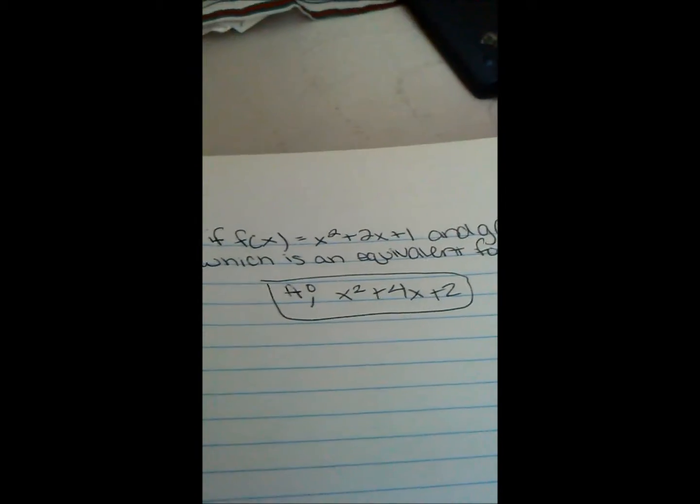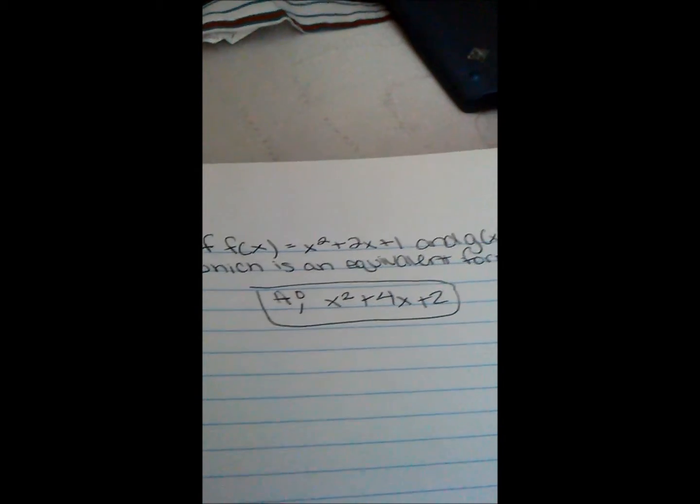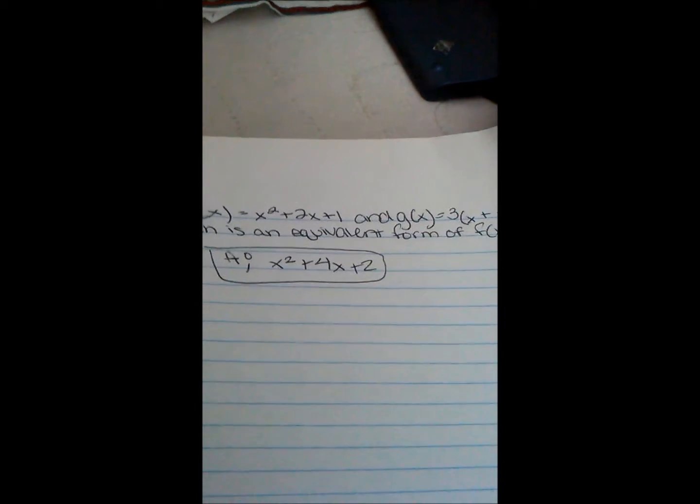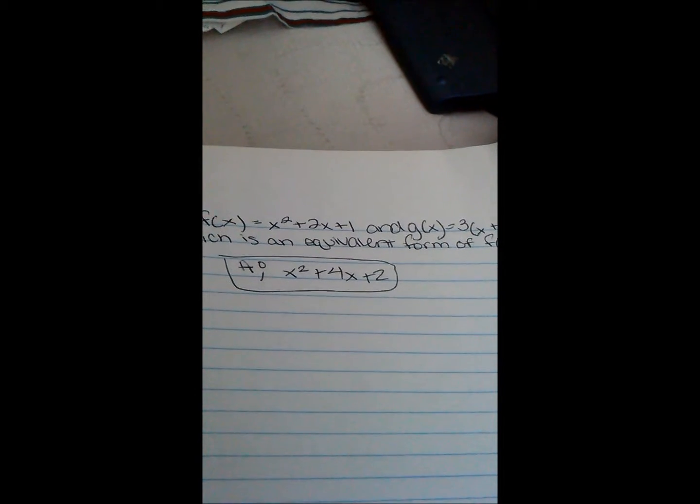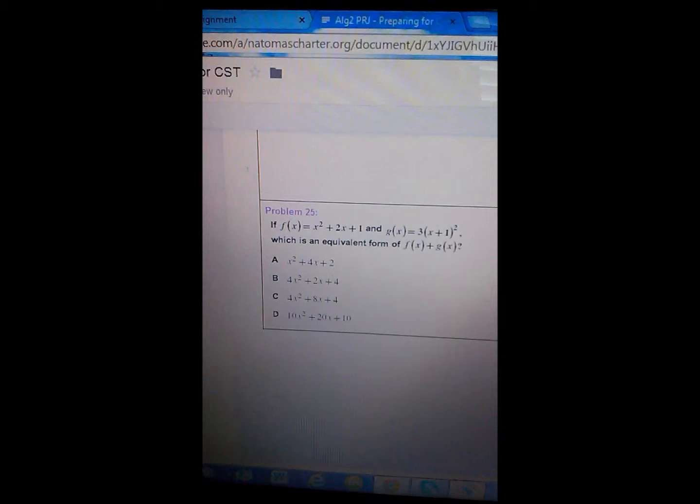So how you would go about solving this one is you would just see that it's A, which is x squared plus 4x plus 2. And how you would go about solving that is you would just see which two are equivalent to each other, and they would in general get the same answer. So your answer is A, x squared plus 4x plus 2.